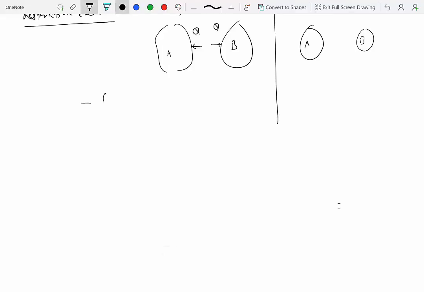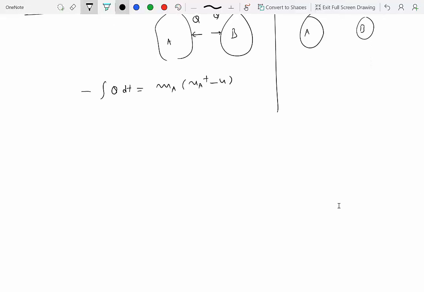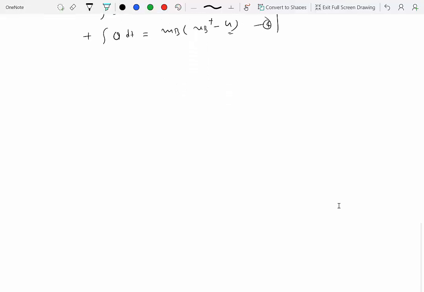So for A, it is minus integral q dt equal to mass of A times the change in momentum, VA plus, that's the post-impact velocity, minus u. So is this u the same as what we saw before? And for B, it is plus integral q dt equal to mB times VB plus minus u. Again, let's call these 3 and 4, and we want to get rid of u from these two and get integral q dt. So if we repeat the same analysis, we get integral q dt equal to mA times mB over mA plus mB, times VB plus minus VA plus.